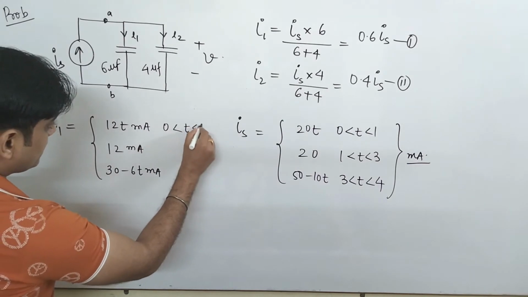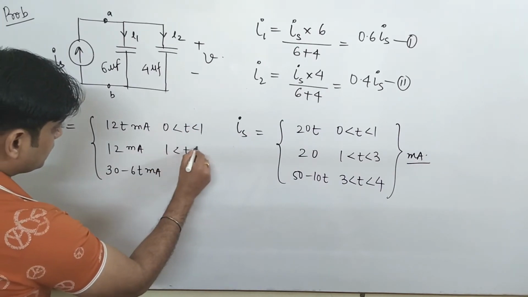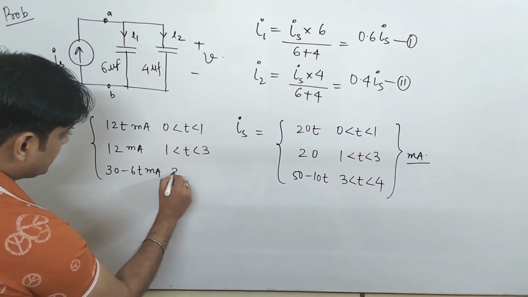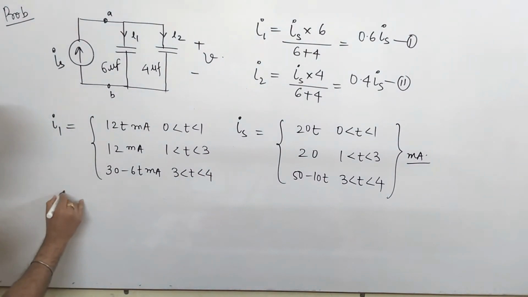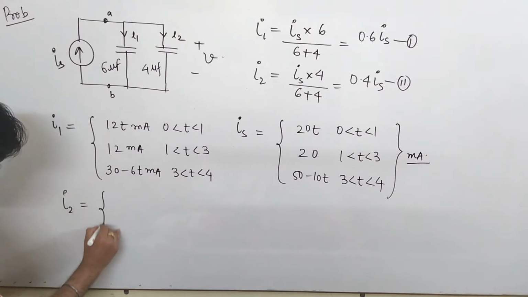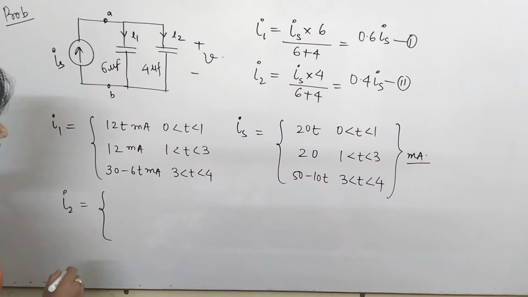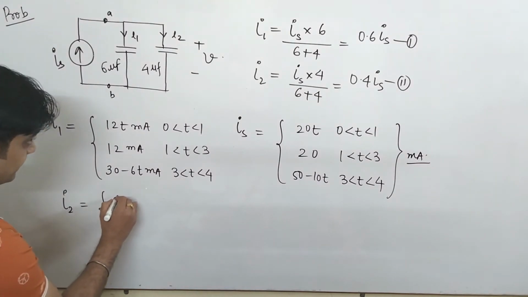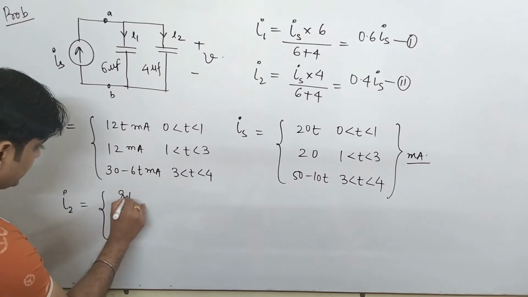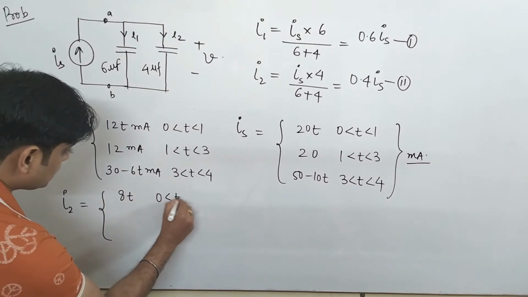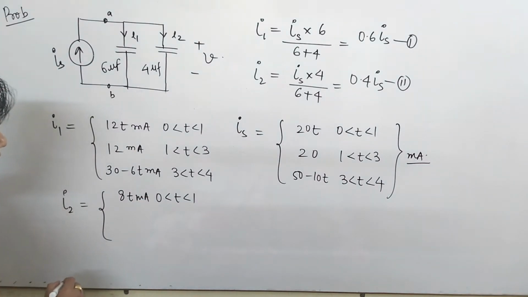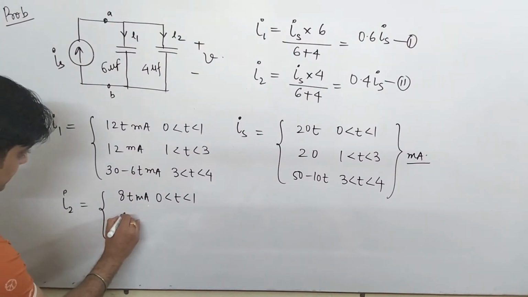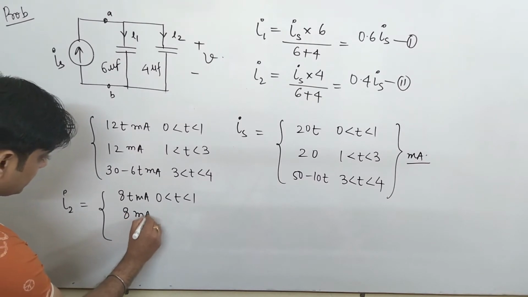Okay, so this is the value of I1. Very important, just try to understand the concepts. Similarly we will find the value of I2. So I2 is multiplied by 0.4, so that comes to be 8t. Okay, again it is in milliampere. Now when you multiply here, that comes to be 8 milliampere.